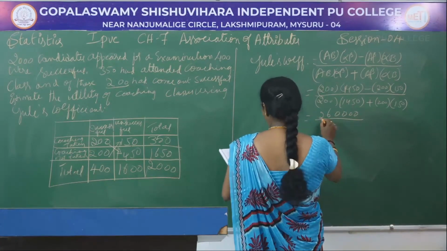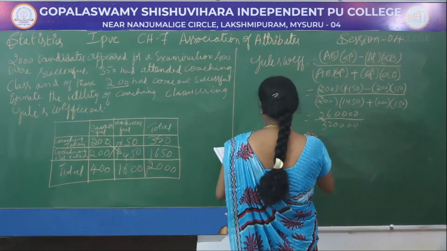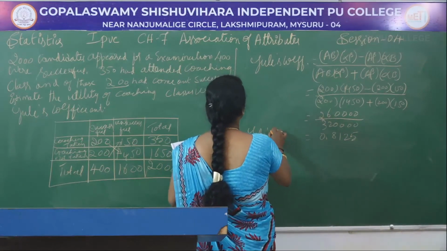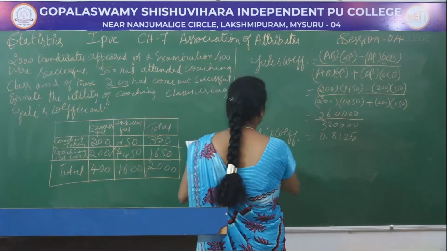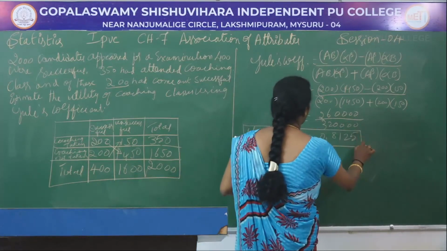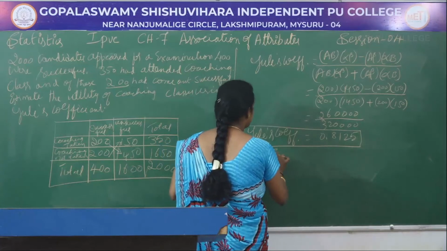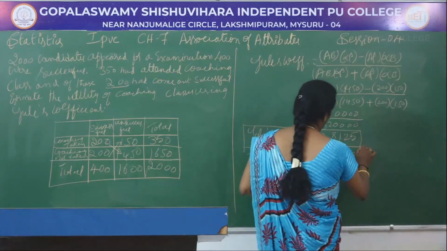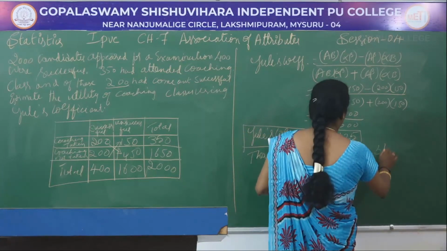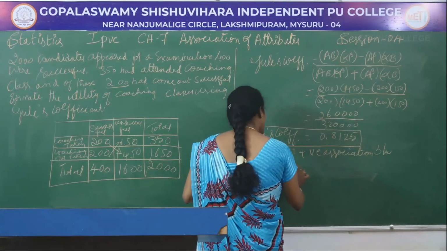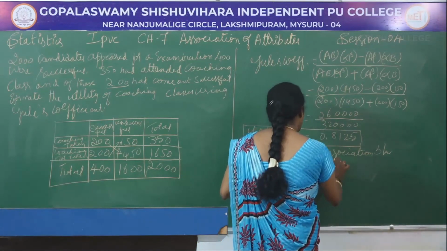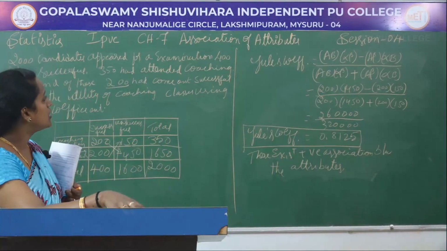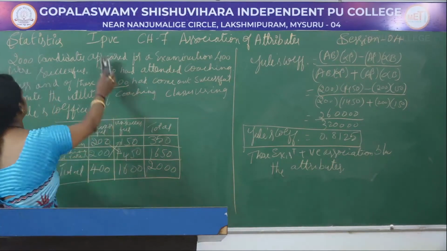Now do the simplification. It is 260000 divided by 320000. This is 0.8125. This is our Yule's coefficient. And here we got the positive sign. Therefore, there exists positive association between the attributes. So this is how we have completed and solved for Yule's coefficient. Next problem.